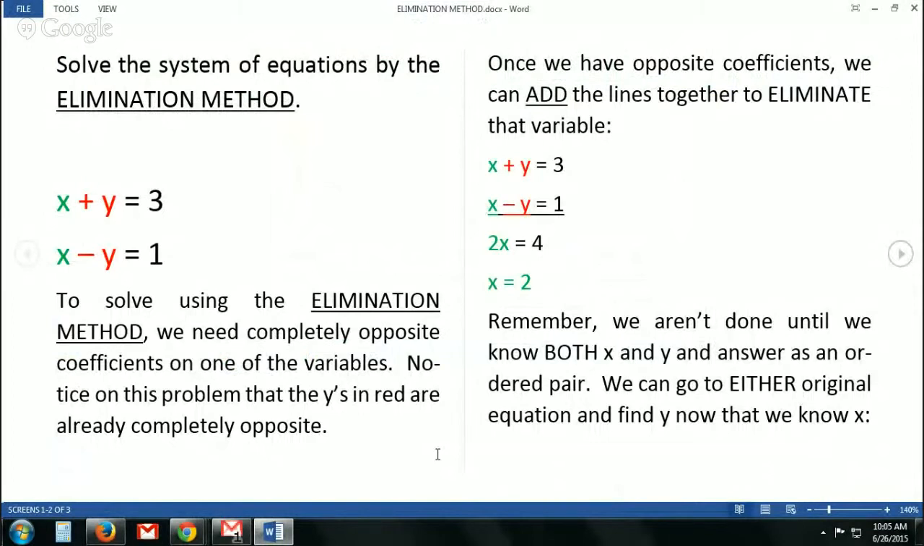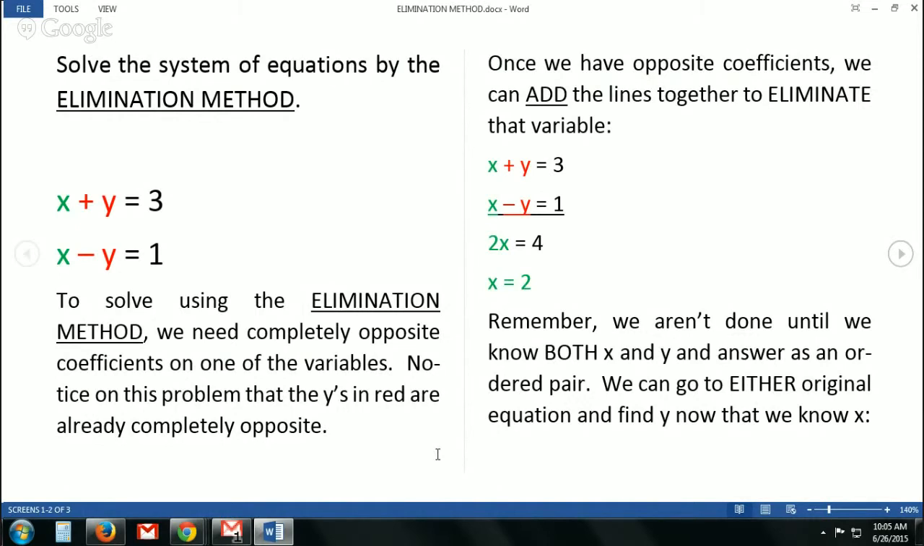The third method for solving a system of equations is called the elimination method by most people. Some people call it the addition method. Let's take the exact same system of equations, x plus y equals 3 and x minus y equals 1, and this time let's solve it using the elimination method. We should still get the solution 2, 1.